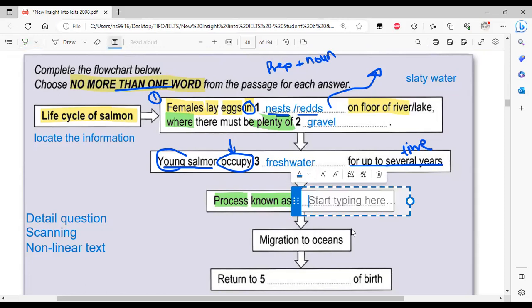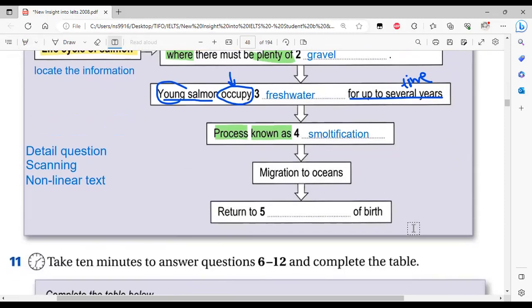What should we write? Small, I don't know what this is. Smalltification. Okay. No, smalltification, which is the salmonization. Okay, I don't know. It is like this. No, it comes from the word salmon, right? Yes, it comes from salmon.